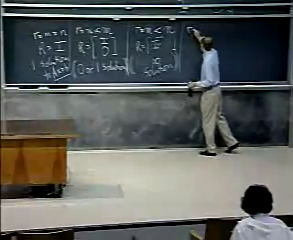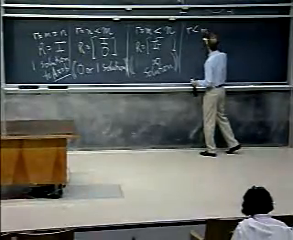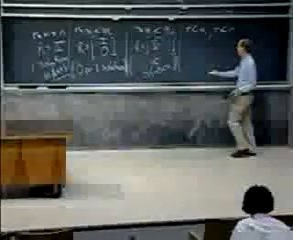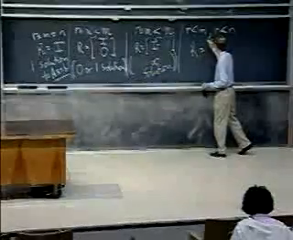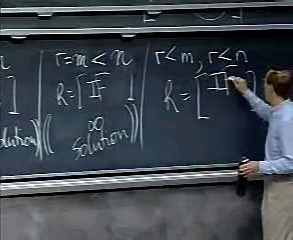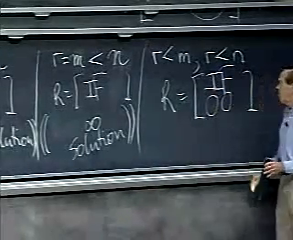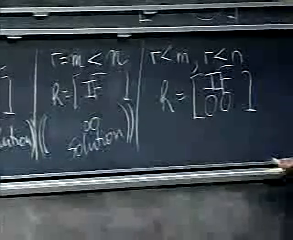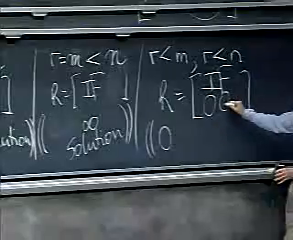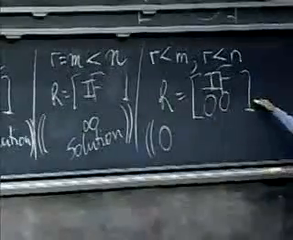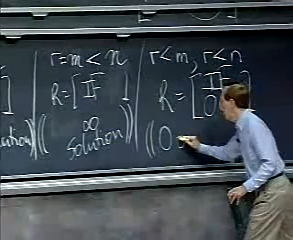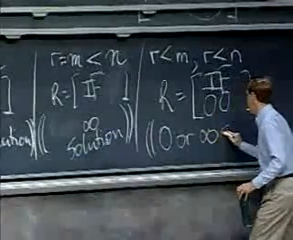Then the final case is where R is smaller than M and smaller than N. Okay. Now that's the case where R is the identity with some free stuff, but with some zero rows too. And that's the case where there's either no solution, because we didn't get a 0 equals 0 for some b's, or infinitely many solutions.